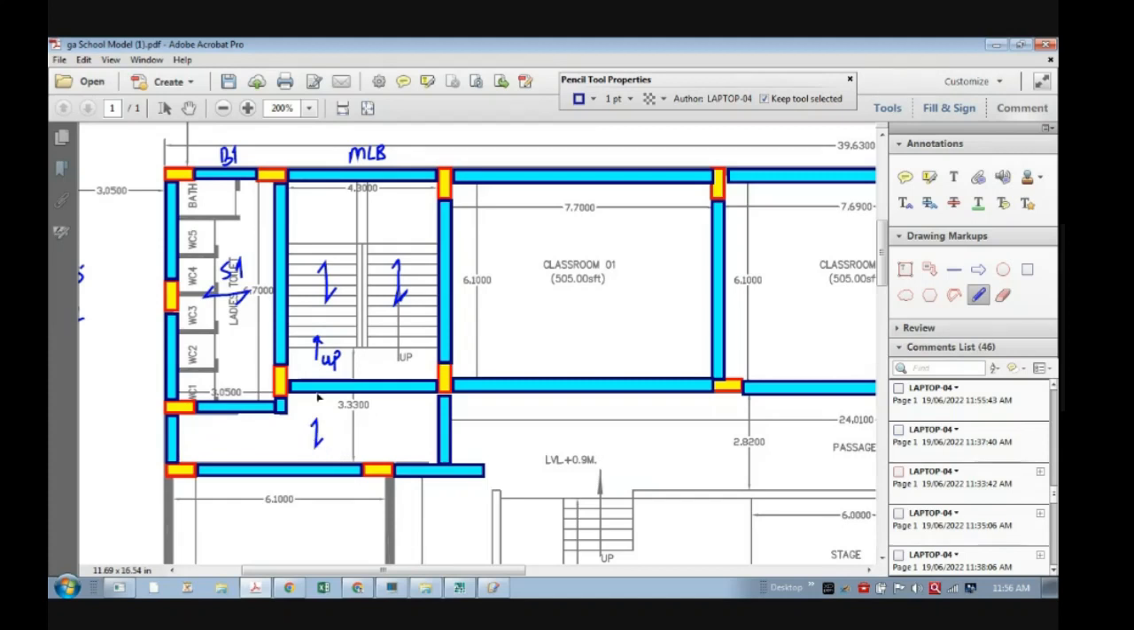But ये partly मेरा still ये beam पे जाएगा. Let me call this as a B10, let's say. So the half load will go on B10, then this, let me say this as a B9, and then half load will go on B9. Okay. And yes, B20, whatever.